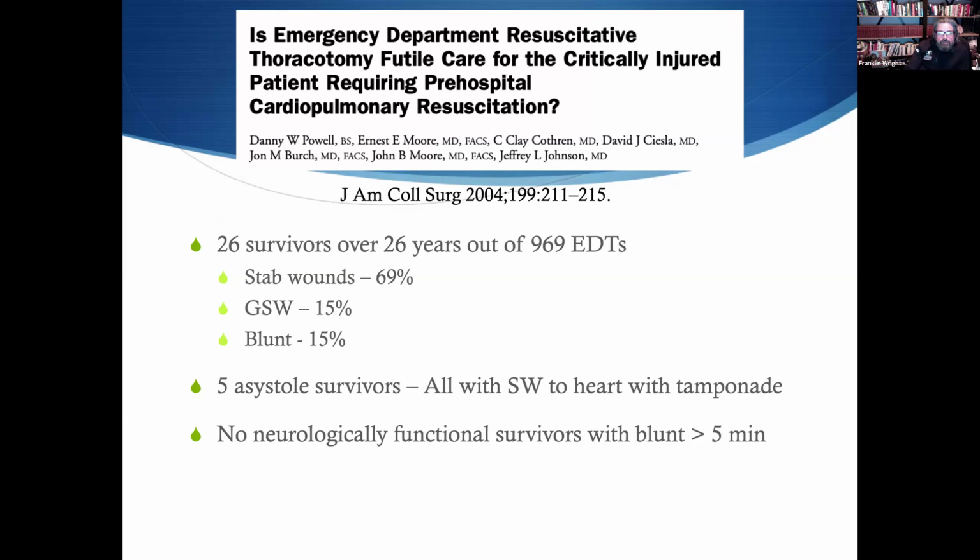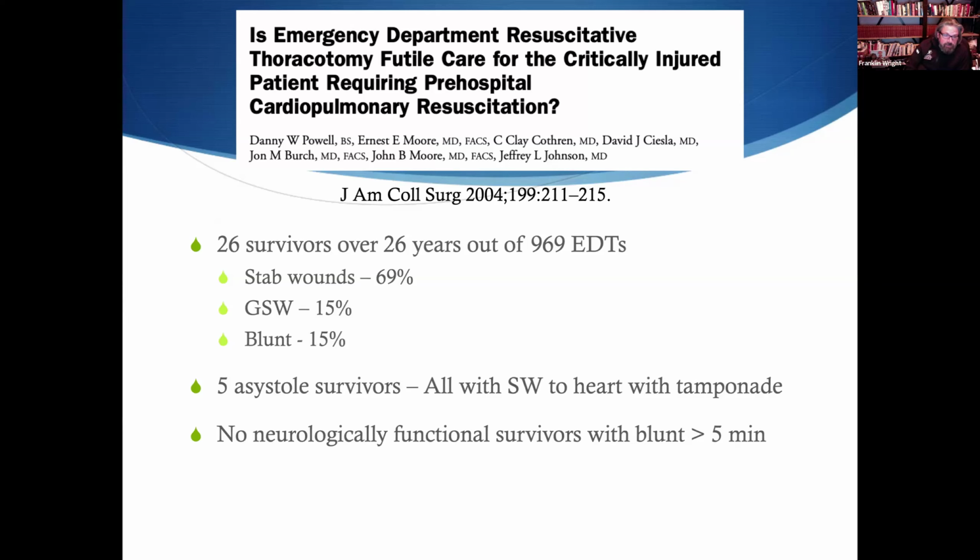Another big study, one of the true landmark studies on this, looked at close to 1,000 emergency department thoracotomies, which we also call resuscitative thoracotomies. Again, finding just the survivors over 26 years, out of 1,000 patients, only 26 people survived. The ones that survived tended to be stab wounds, with GSWs and blunt at a much lower rate.